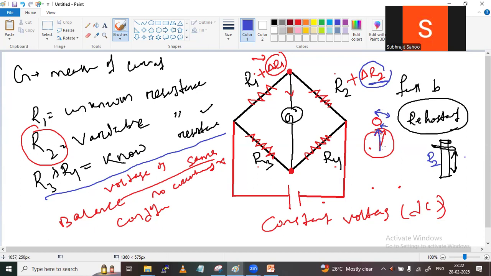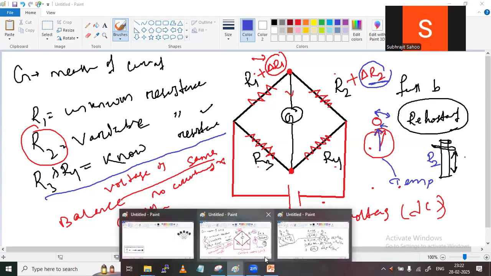Later, these changes you can convert in terms of temperature measurement. This is the concept of the electrical resistance temperature measurement technique, right? So this is a little explanation about the Wheatstone-Bridge circuit, right?